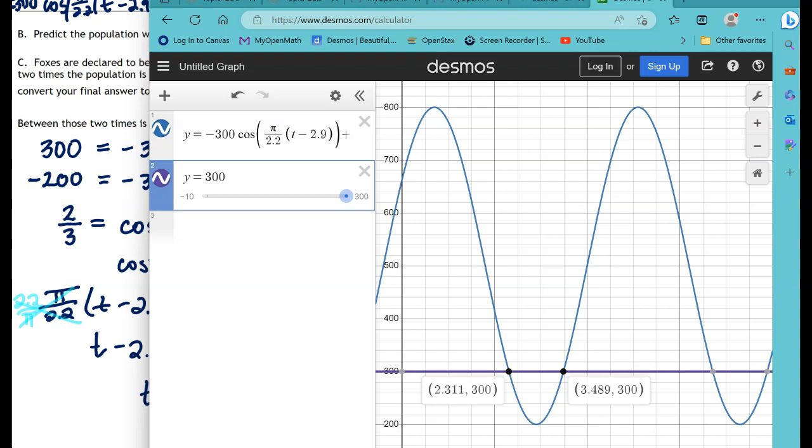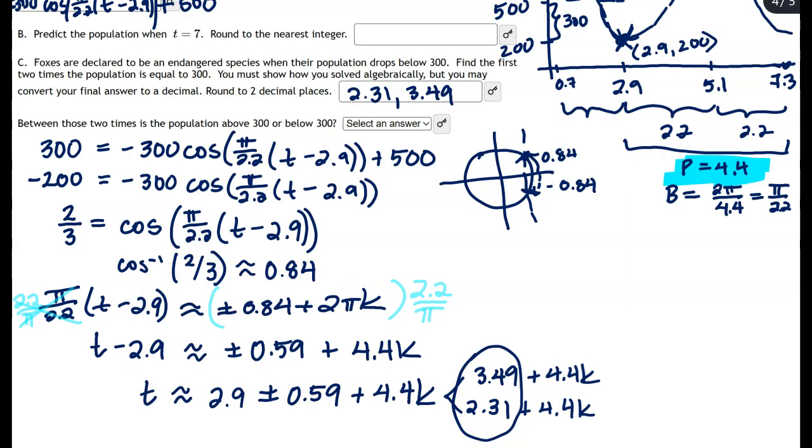So our solutions are looking good. And between those 2 points is when the population is below 300. So for that last answer, it's below 300. That's the times when the foxes are in danger.